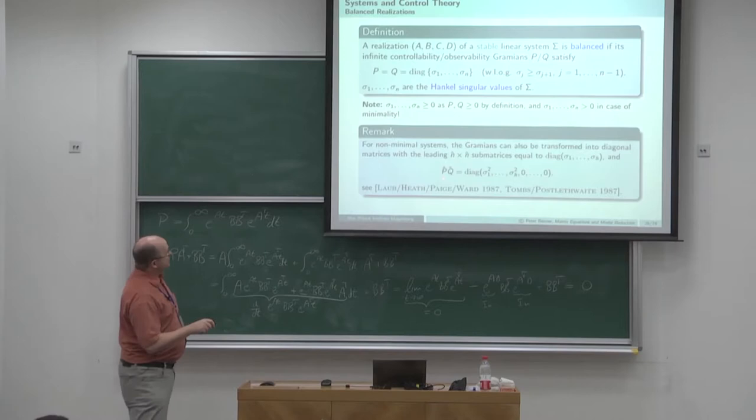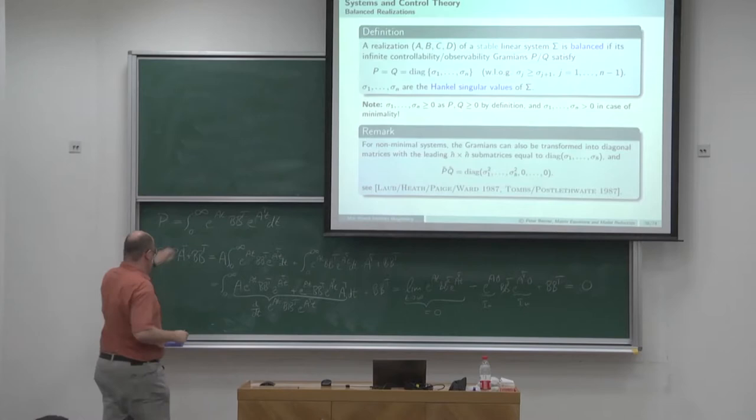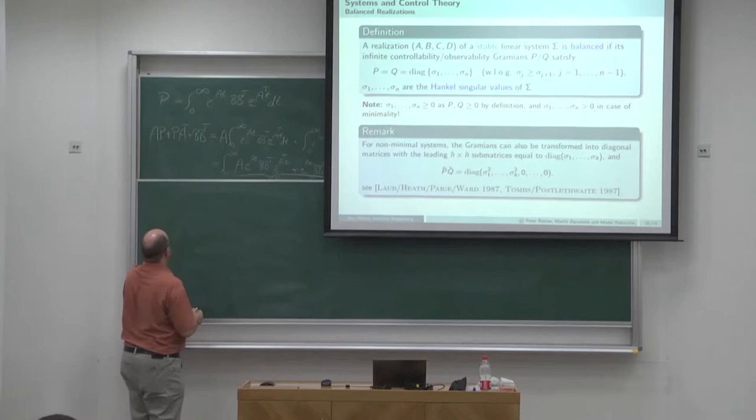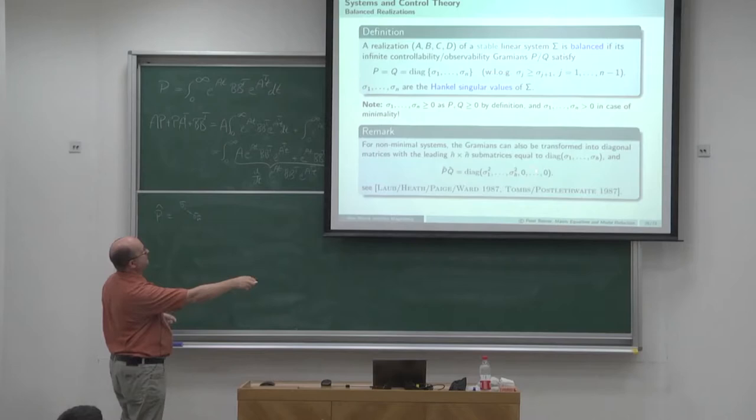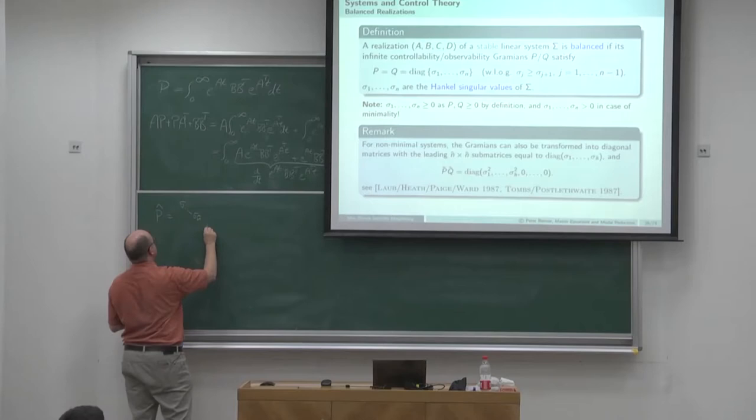The individual matrices P hat and Q hat in this coordinate system look like the following. So P hat is equal to sigma 1 through sigma n hat. So these are the ones that you have in front here. And then there's a bunch of other stuff. Maybe other positive numbers.